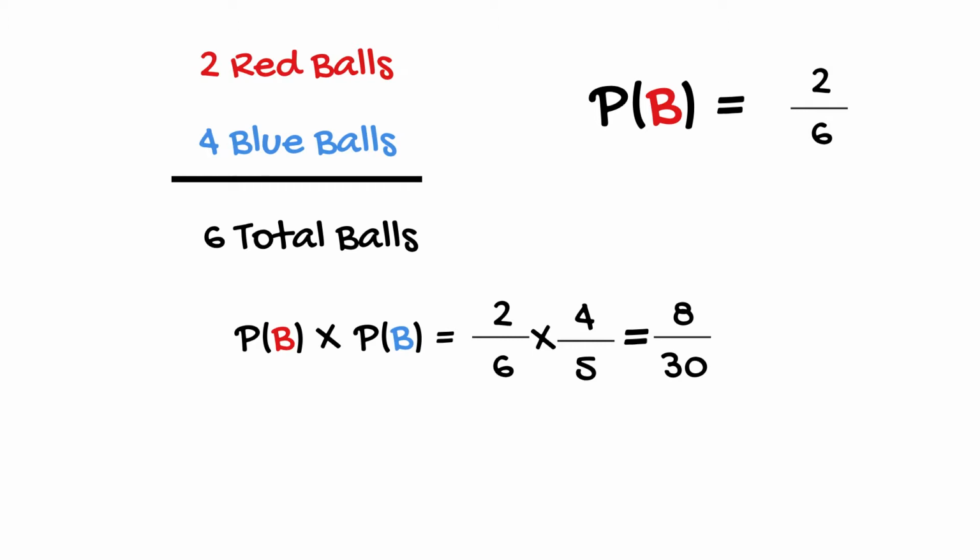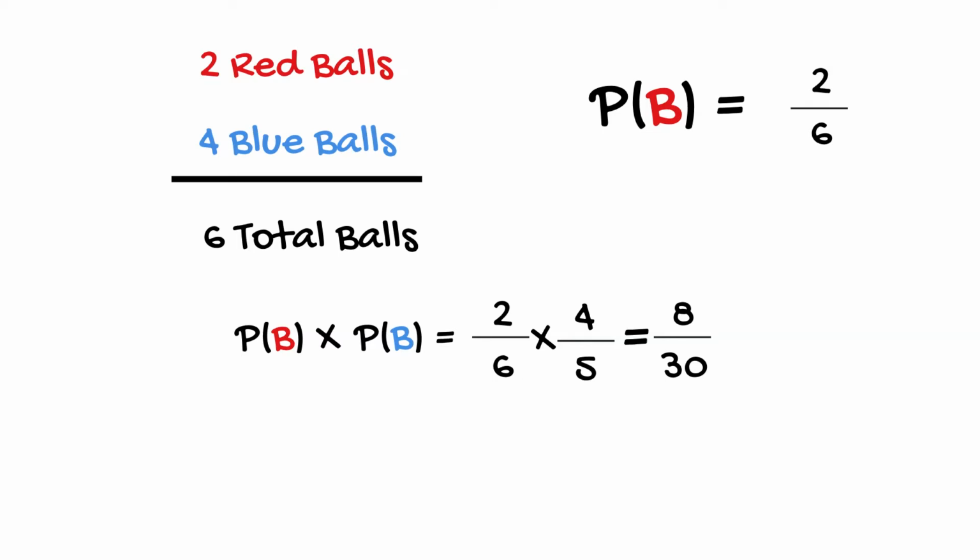Another way I suppose of looking at this is that there are 30 possible ways of drawing out these 2 balls together, because there's 6 balls to begin with, and then there's 5 balls. And so there's 30 ways of getting them. But we're in particular only interested in getting a red ball first, which is 2 ways, and 4 ways of getting the blue ball. So there's 8 ways of getting what we want out of the total of the 30 ways.